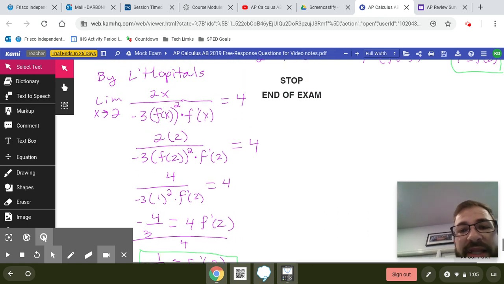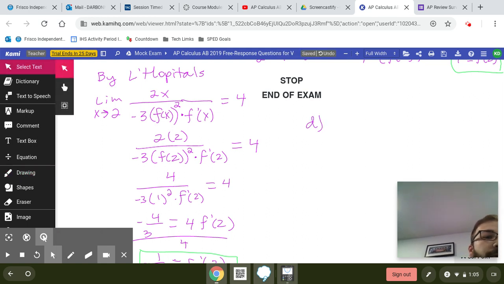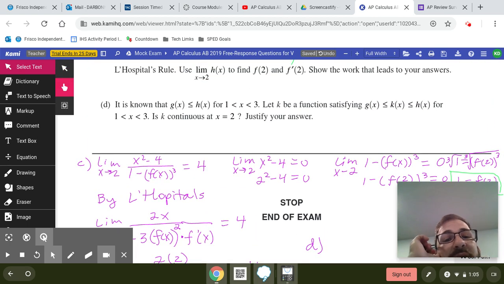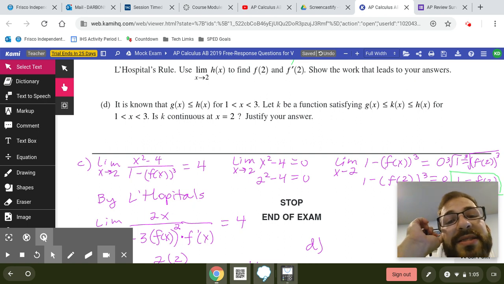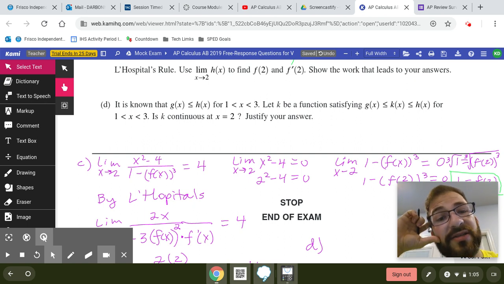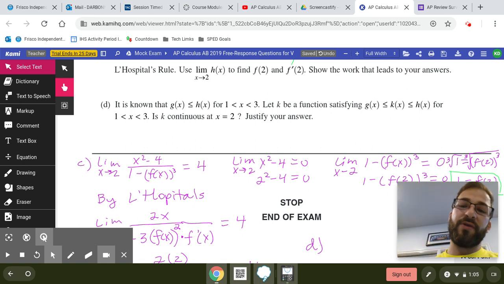All right, now this very last question, part D. So part D, it is known that g of x is less than or equal to h of x for 1 is less than x, which is less than 3. Let k be a function satisfying g of x is less than or equal to k of x is less than or equal to h of x for 1 is less than x is less than 3. Is k continuous at x equals 2, and justify your answer.